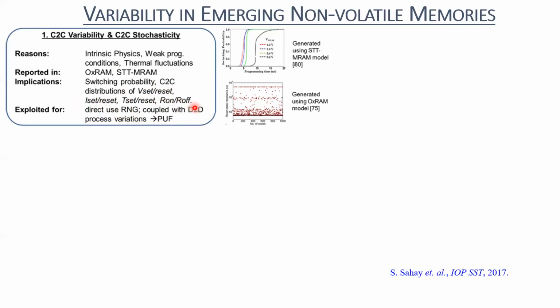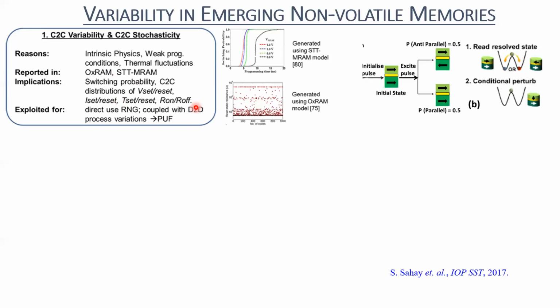Now, let me just give you a brief overview of STT-MRAM, or how exactly the cycle to cycle variations occur in STT-MRAM, what exactly is STT-MRAM, how it operates, and all those things. So in STT-MRAMs, it's also a 3-layered structure. You have a ferromagnetic material, which is called the free layer.